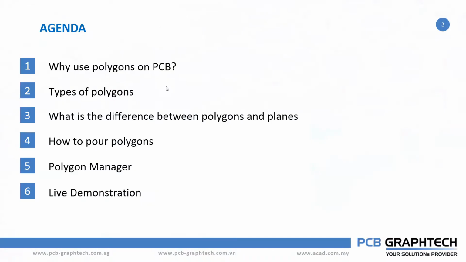So let us go to the agenda. First, we are going to see why we need to use polygons on a PCB. Second, what are the different types of polygons we have in Altium Designer. Then we will see the difference between a polygon and the planes, and how they work in the Altium software. Next, we will see how to pour the polygons, based on your copper or based on your planes, and we will see it in detail.